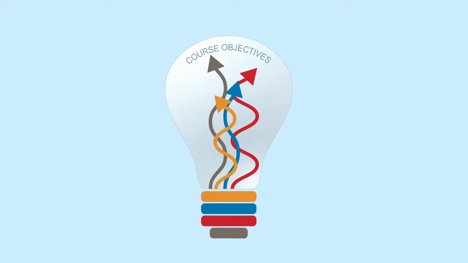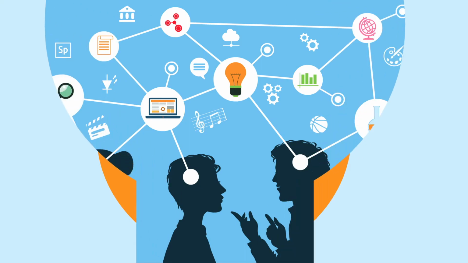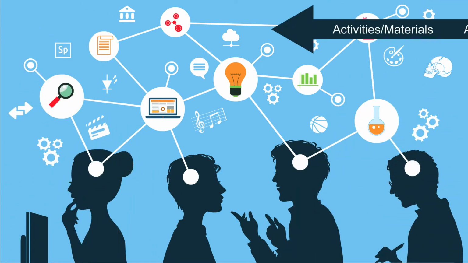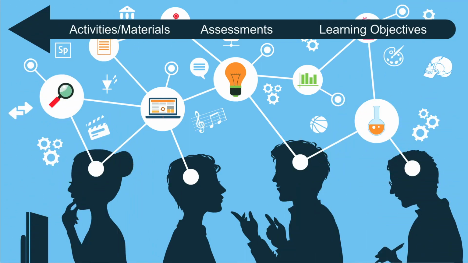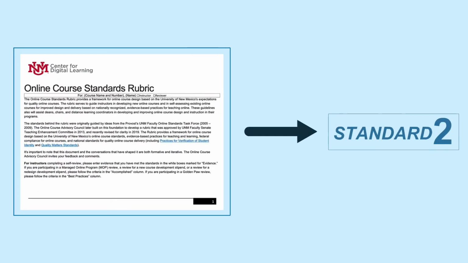You've just read and listened to a little bit of information about backward design. Learning objectives are one of the key components of backward design. Beginning with your overarching course objectives helps direct your design process and hone in on what's important further along in the process. The information I'm sharing is directly related to the UNM Online Course Standards rubric, specifically Standard 2.